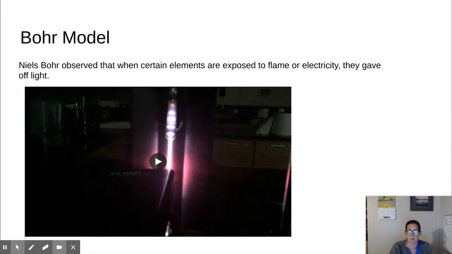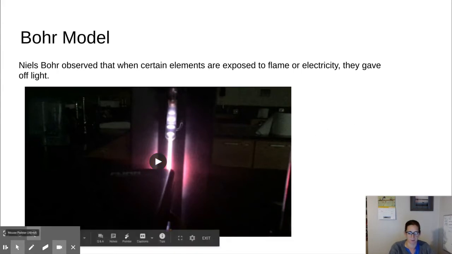So we're going to start by having you guys watch a video about looking at neon lights, or in this case, we're actually going to use helium and hydrogen, and try to figure out what wavelengths are actually being given off when we look at those different colors. So I'll be back with you after you watch that video.